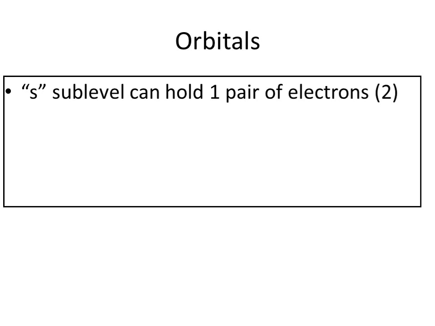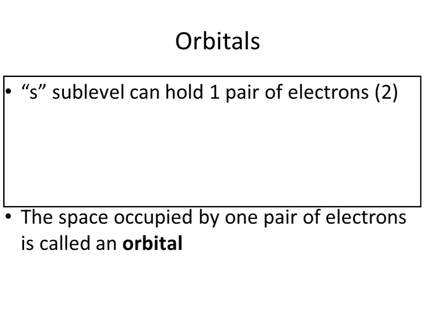Now, within these sublevels, there are individual compartments, if you will, that the electrons will reside in. And these compartments are known as orbitals. Now, the different sublevels contain a different capacity for each one. S sublevels are going to be able to hold 1 pair of electrons, so they're going to have 1 orbital, and hence be able to hold a total of 2 electrons.